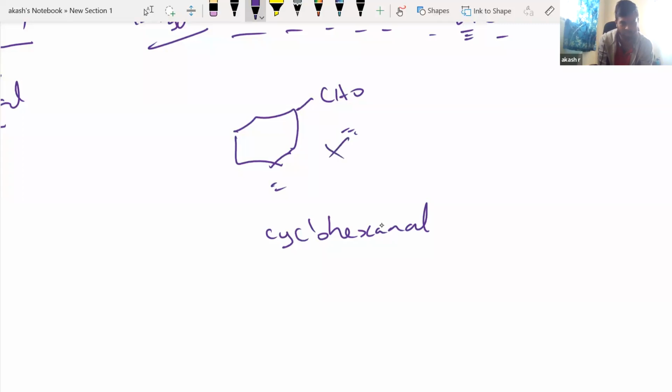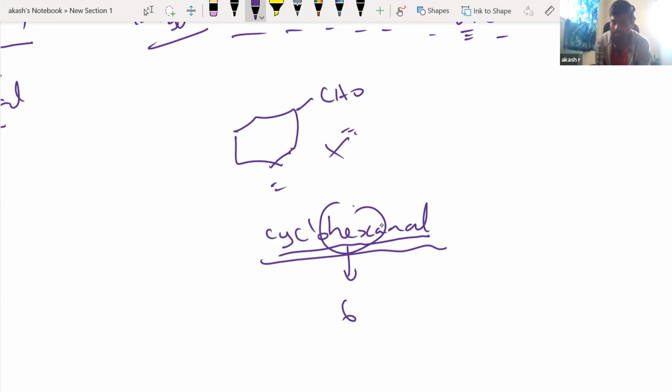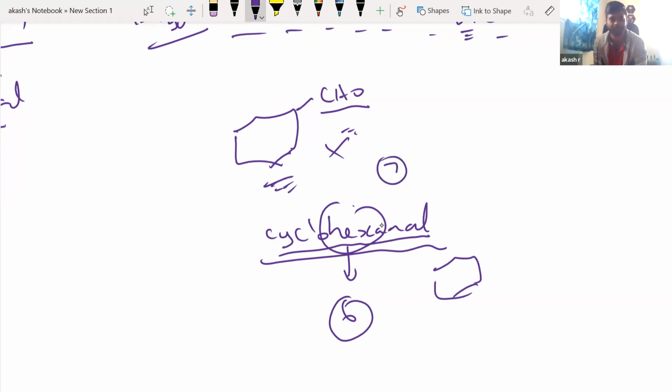People, don't forget about the structure. Now, if I give you cyclohexanal, how many carbon atoms should be there in this compound? Can someone tell me? Looking at the name, how many carbon atoms should be there? 7? How is it 7? Hex is for 6 only, right? Cyclohexane, cyclohex means a 6-membered ring. Now we are accounting only for 6 carbon atoms, but if you look at the structure, there are 6 carbon atoms plus this 1 carbon atom, totally 7 carbon atoms. So cyclohexanal cannot be the name.